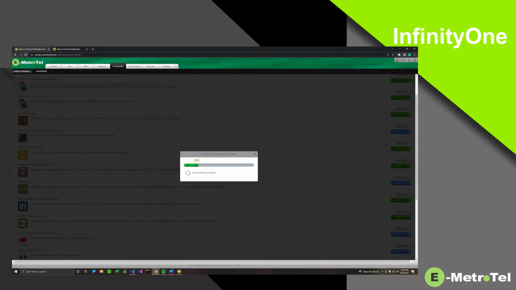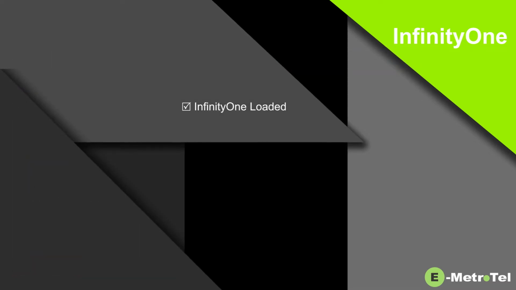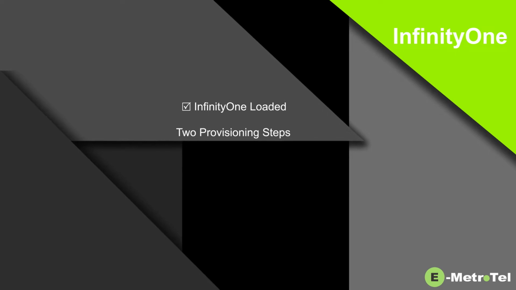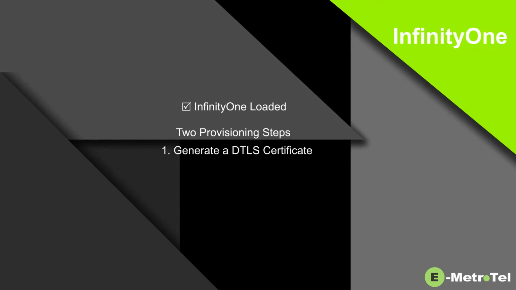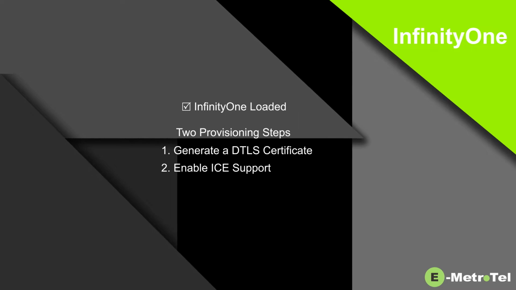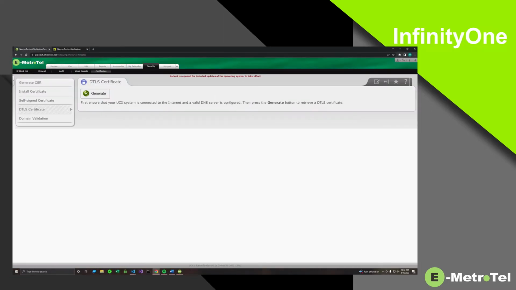Now that we have the InfinityOne application loaded on our UCX system, there are two provisioning steps we need to perform to ensure that InfinityOne is fully integrated with the host UCX. We need to generate a DTLS certificate and then set ICE support enabled to true. Navigate to the Security /Certificates DTLS Certificate page and click on the Generate Action box. The system will respond with the message, a DTLS certificate is installed, along with valid until and serial number details.